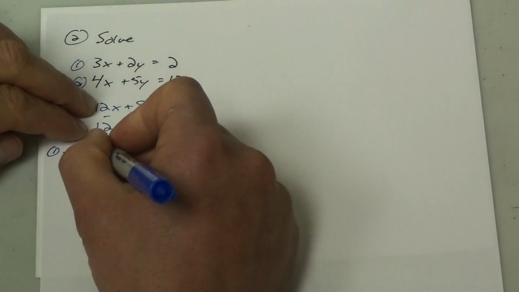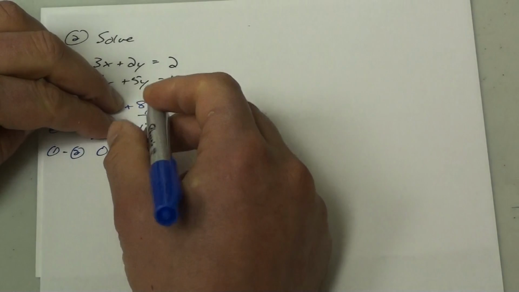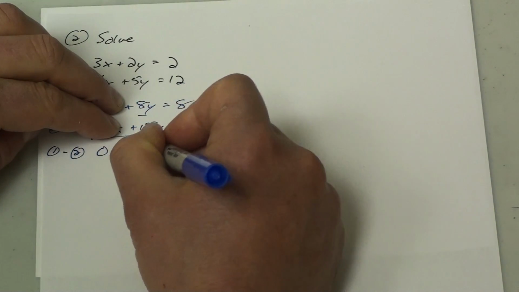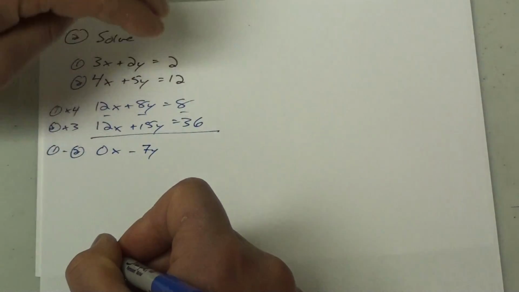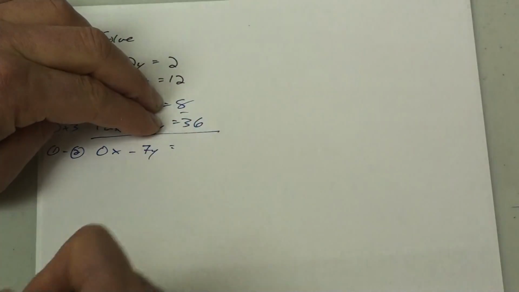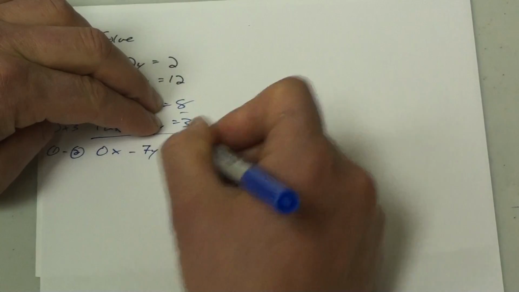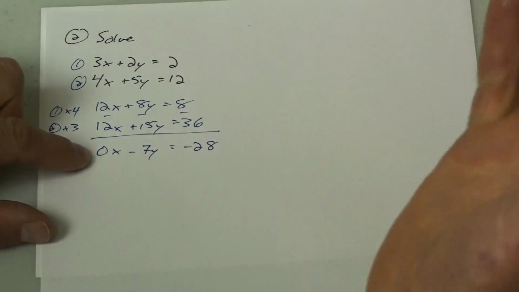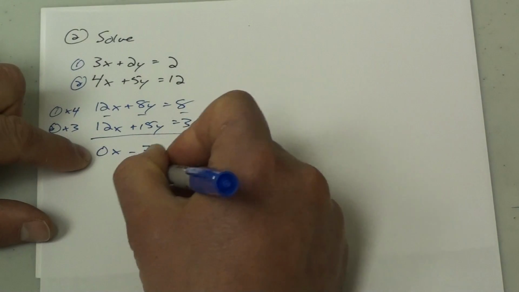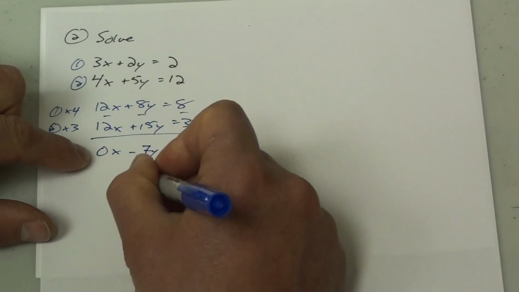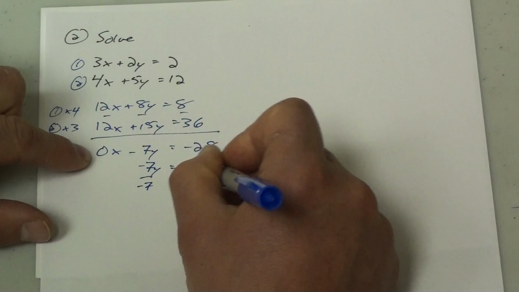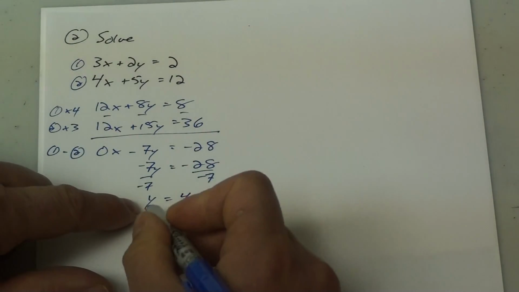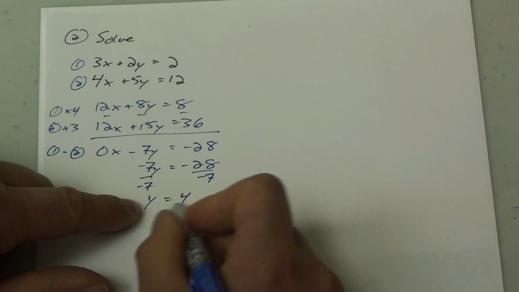12 subtract 12 is just 0. 8 subtract 15 is negative 7y. And then I have 8 subtract 36, which is negative 28. So that 0 basically just disappears. So I'm really just left with negative 7y equals negative 28. Divide both sides by negative 7. And y equals 4.